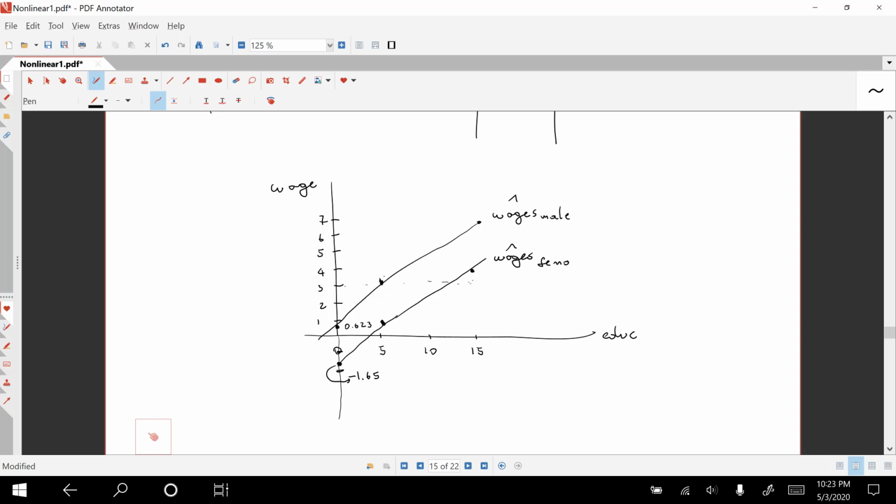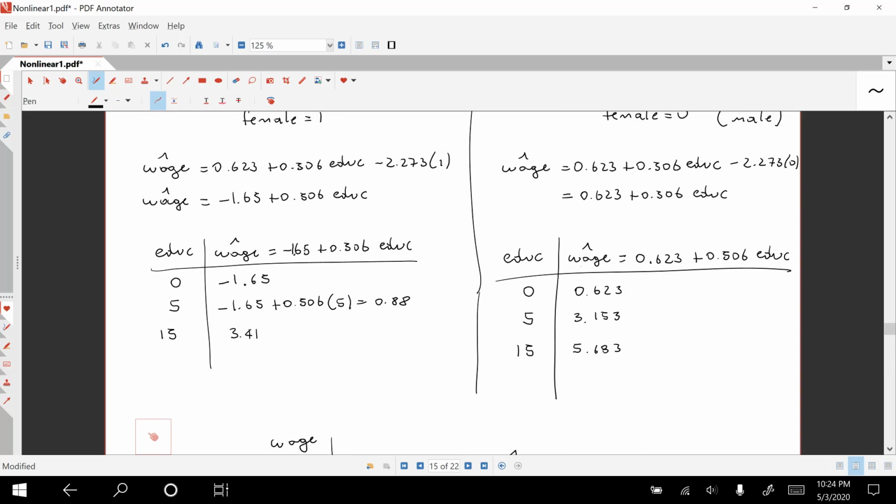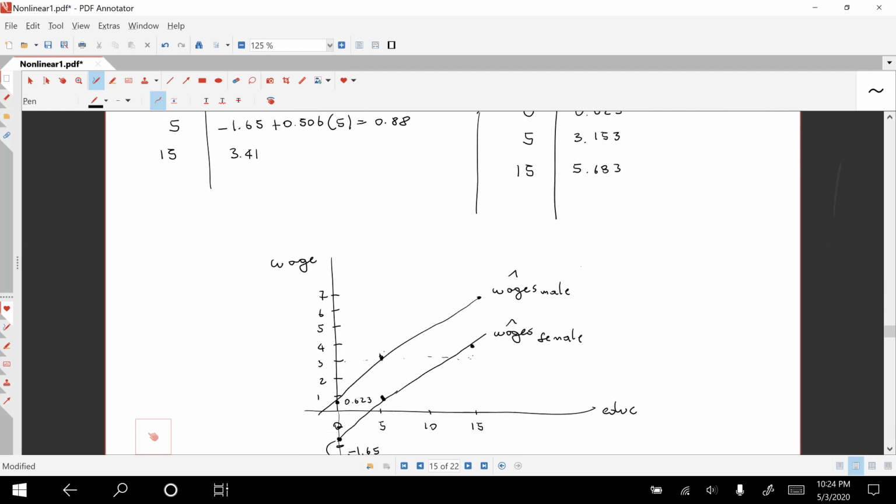This is the wages for females. As you can see here, even though the graph is not perfect, both equations reflect that the two lines are parallel. From the graph, but also from the regression, you see the slope of the relationship between wages and education is the same for males and females, which basically means that the effect of an additional year of education is the same for males and females.